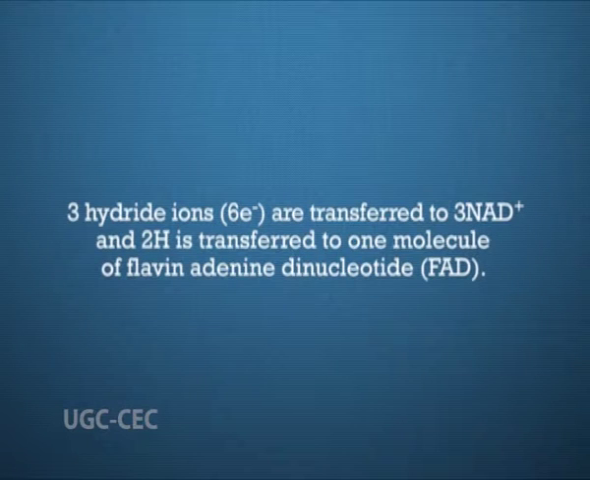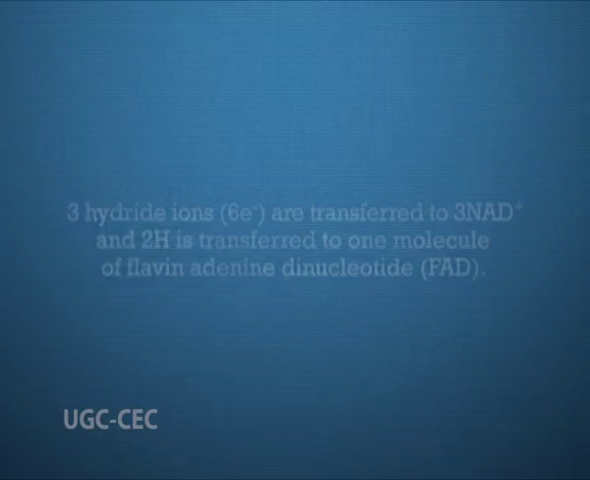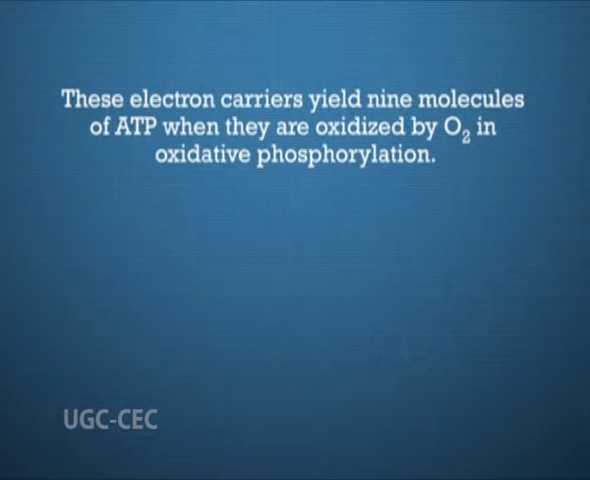3 hydride ions, hence 6 electrons, are transferred to 3 molecules of NAD+, and 1 pair of hydrogen atoms, hence 2 electrons, is transferred to 1 molecule of flavin adenine dinucleotide or FAD. These electron carriers yield 9 molecules of ATP when they are oxidized by molecular oxygen in oxidative phosphorylation.